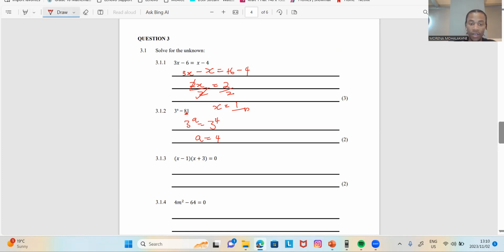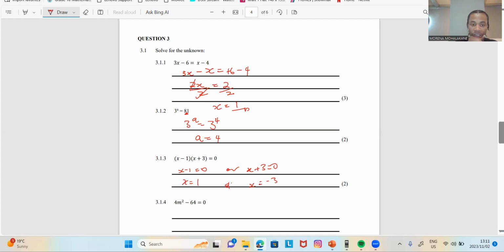And then now here I just take the solutions. So when I have something like this, I have x minus 1 being equal to 0, or x plus 3 equal to 0. So I'm going to say x is equal to 1 and x is equal to -3.